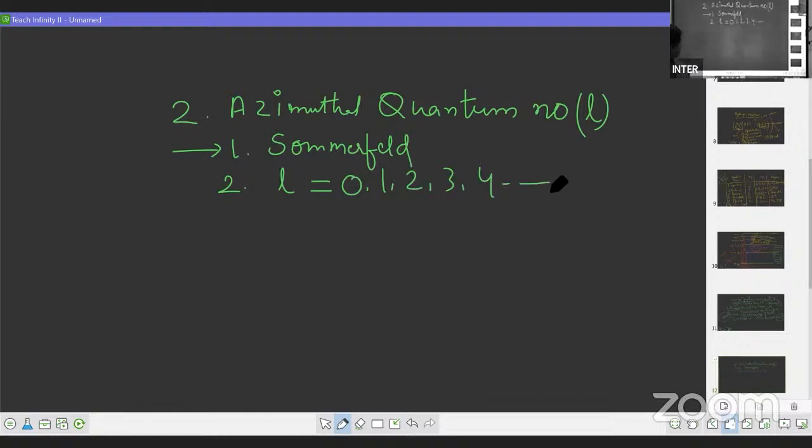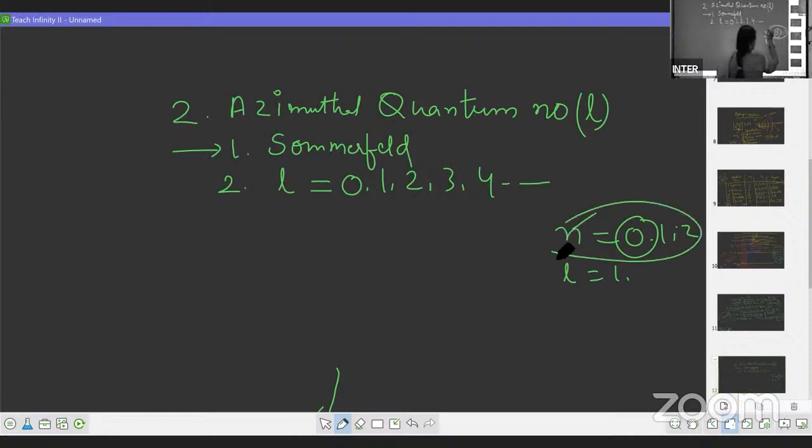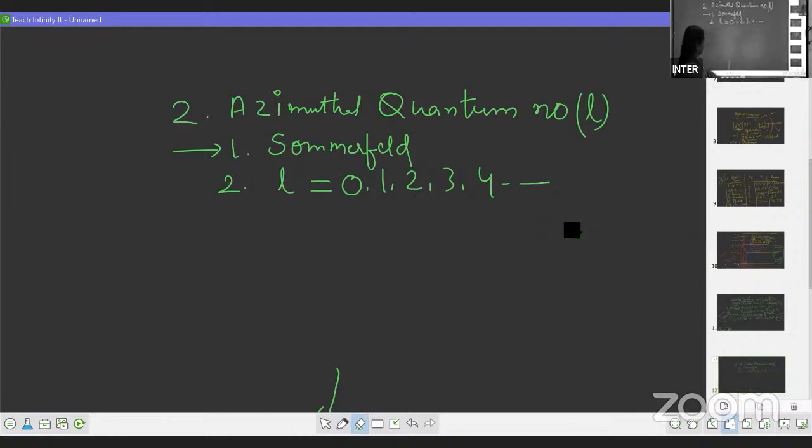Please make all the difference, students. Students get confused. Sometimes they take the value as 0. n means orbit, and 0 means no orbit. When we talk about the orbit, n cannot have the value 0. Now what does it indicate? It indicates the shell. So n is equal to 1, 2, 3, 4, which corresponds to the K, L, M, N orbit.